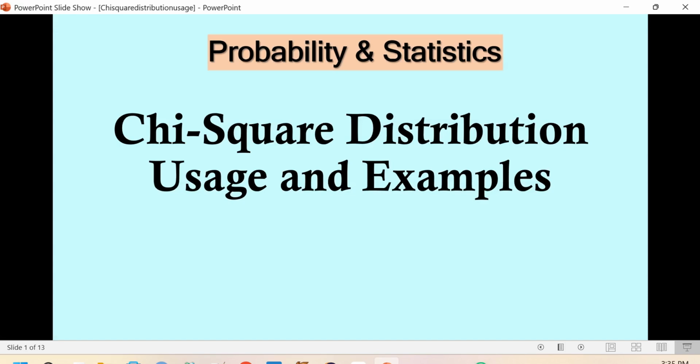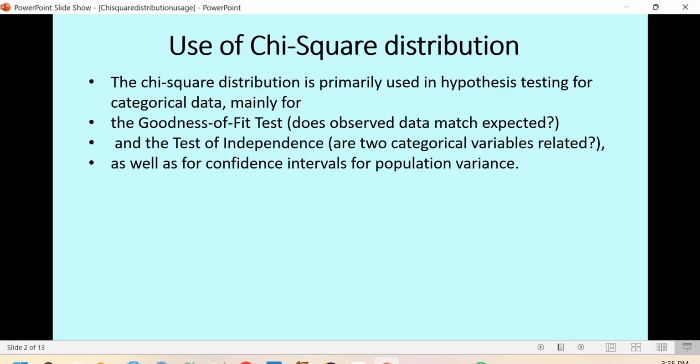Hello. In this video, we will talk about chi-square distribution and its usage. So, simply speaking, chi-square distribution is used to test the categorical variables' independence or goodness of fit, or the variance of the population. So you can see the name has square in chi-square distribution.